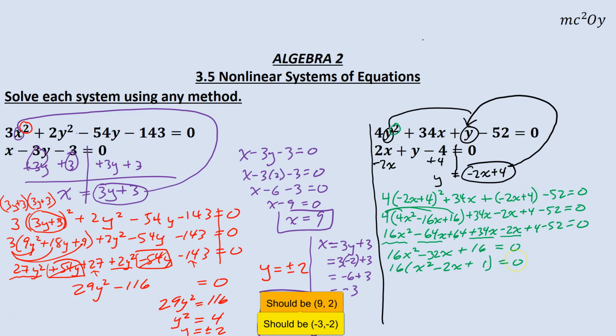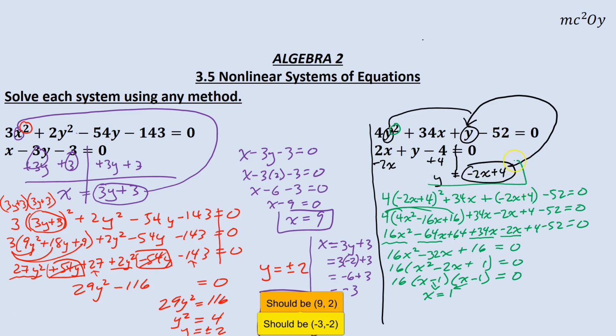Equals 0. And I can factor that now. So 16 times x minus 1 and x minus 1 equals 0. Fantastic. X equals 1 then. Right there or right there. Okay, x equals 1.